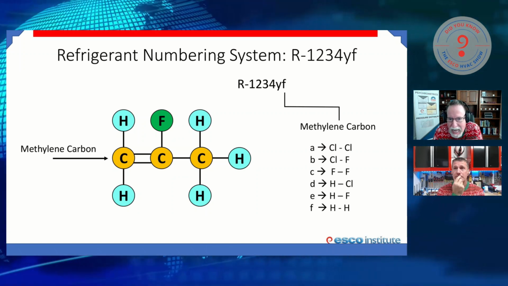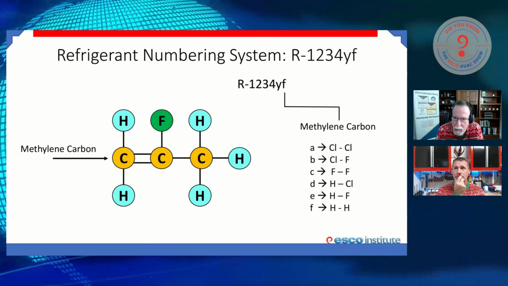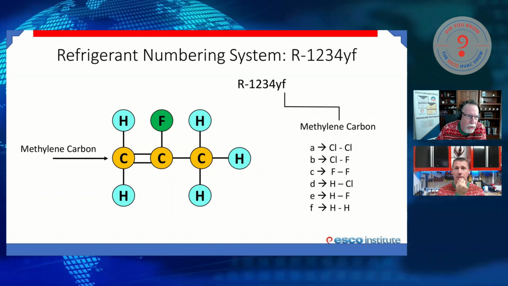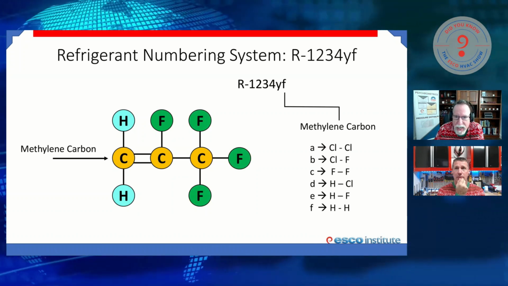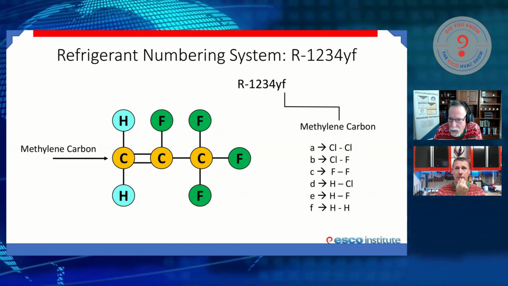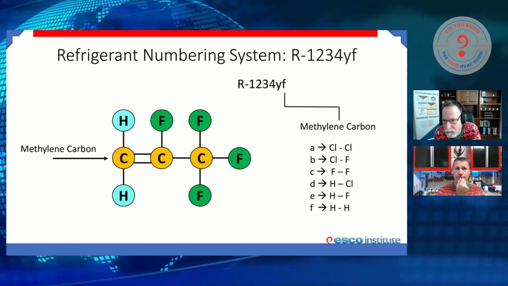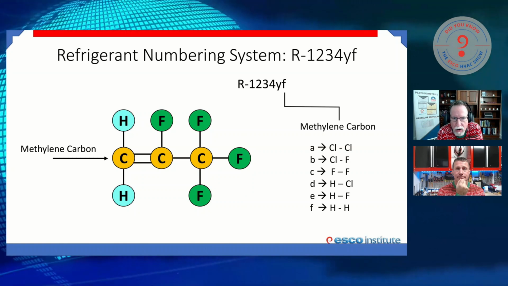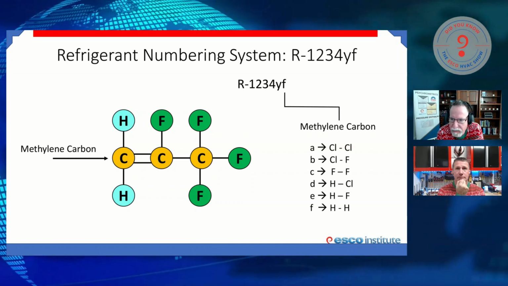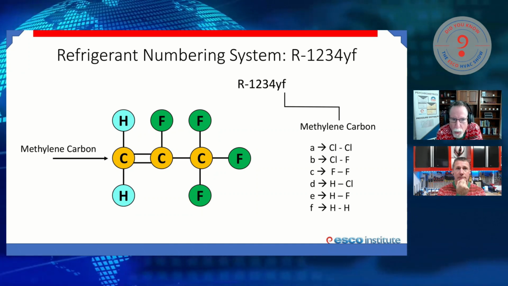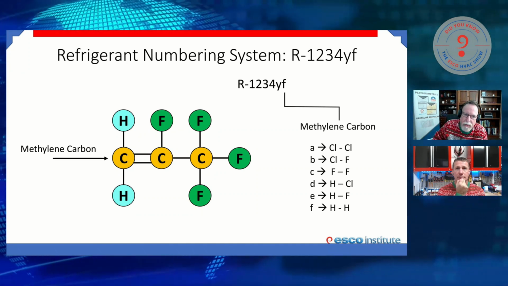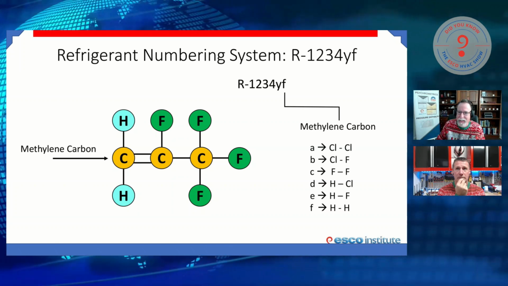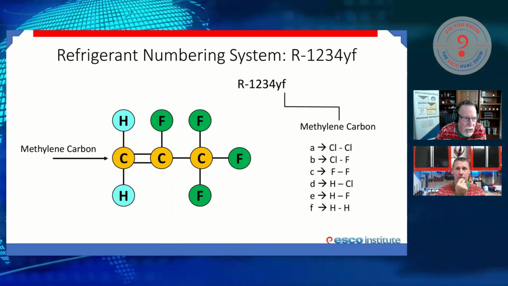Because it's yf, the f is our methylene carbon, the double-bonded carbon, and it tells us that it's hydrogen. So those 2 hydrogens stay the same, which means we need 4 fluorines. They can't go to the left, so they have to go to the right. So what we're looking at is a molecule of 1234yf. And what is 1234yf? It's an HFO refrigerant, a hydrofluoroolefin, because it's an olefin with that double bond.